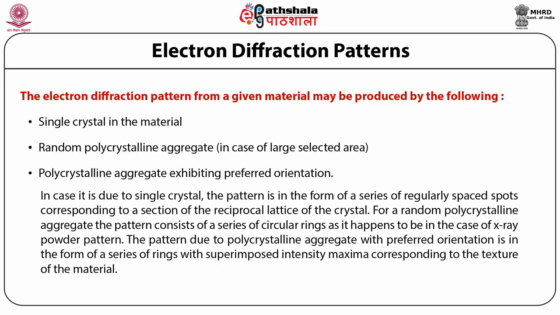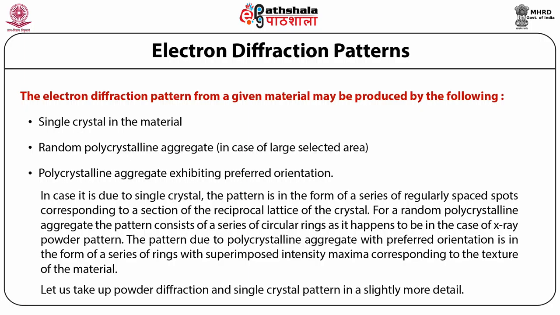In case it is due to a single crystal, the pattern is in the form of a series of regularly spaced spots corresponding to a section of the reciprocal lattice of the crystal. For a random polycrystalline aggregate, the pattern consists of a series of circular rings, as it happens to be in the case of the X-ray powder pattern. The pattern due to a polycrystalline aggregate with preferred orientation is in the form of a series of rings with superimposed intensity maxima corresponding to the texture of the material.